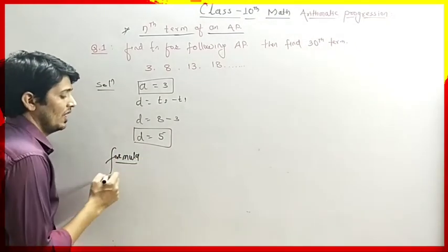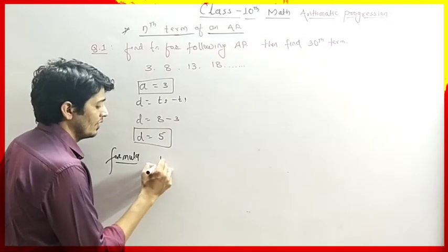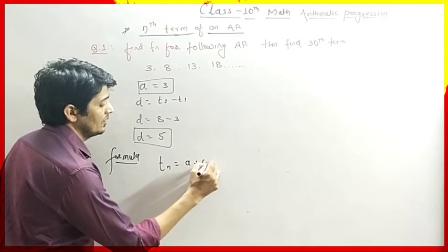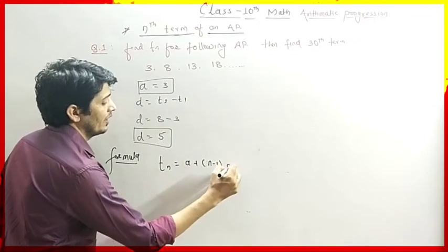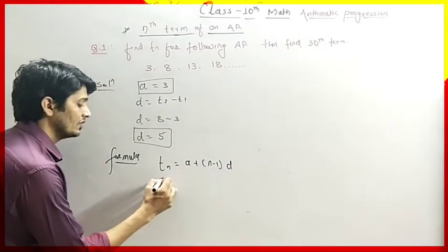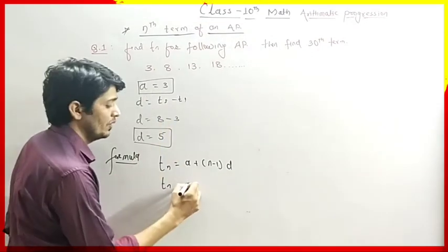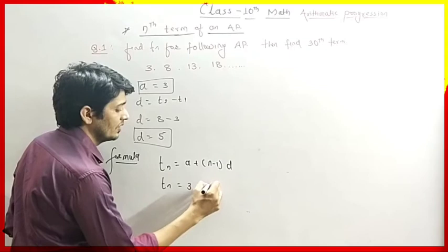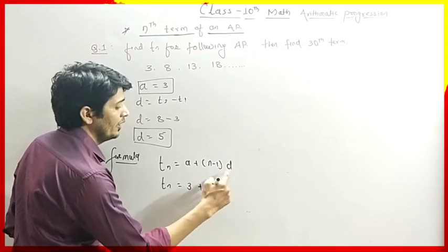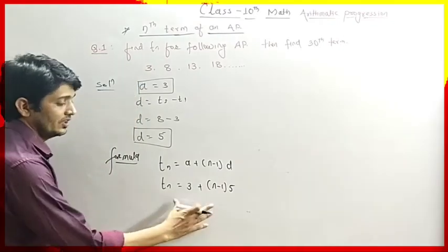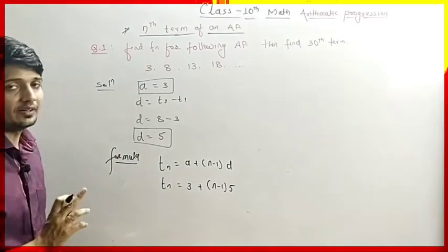So what is the formula? The formula is Tn equals A plus (n minus 1) into D. So A we have 3, so we write 3 here, plus (n minus 1) into D. D we have 5, so we write 5 here. So this is our Tn term. Okay.